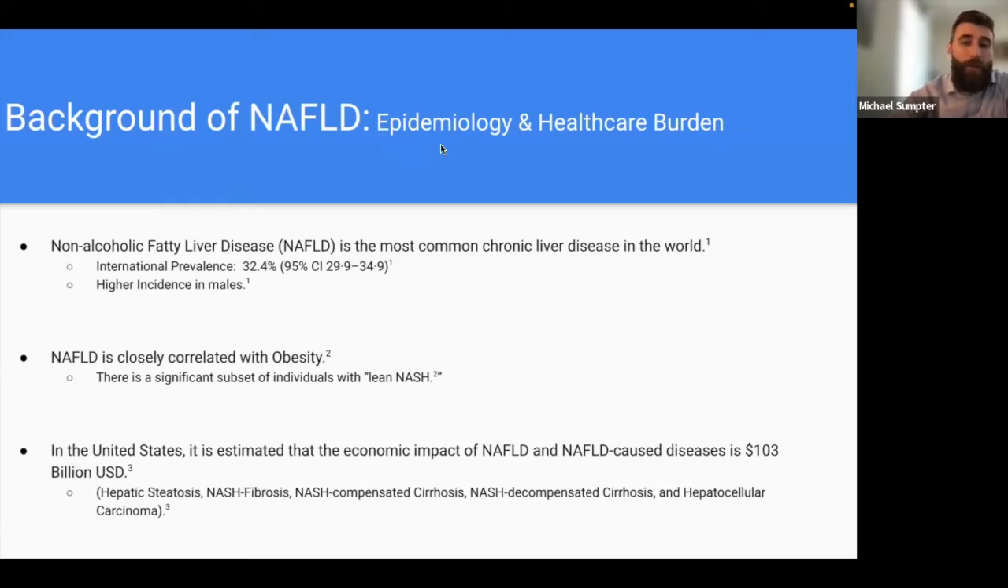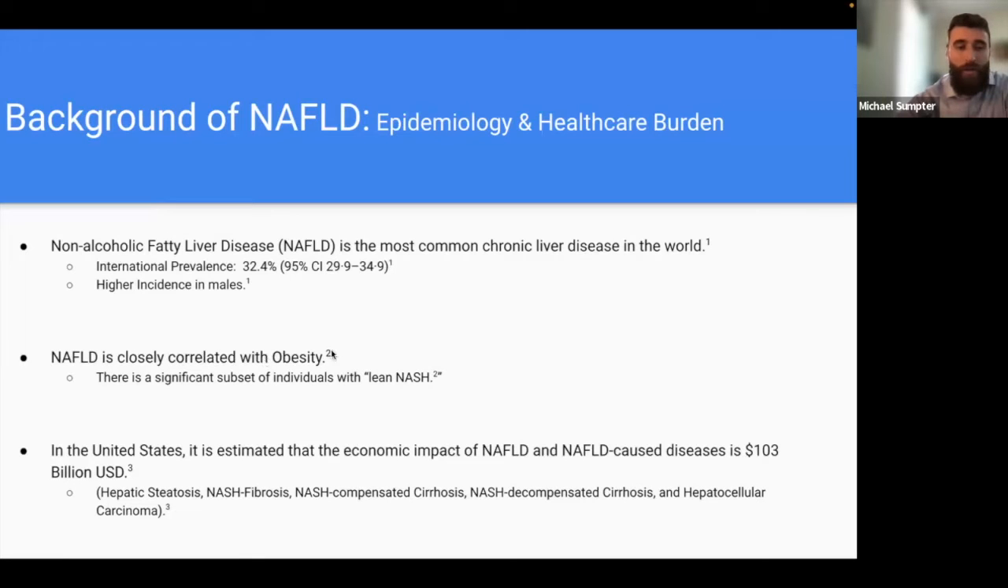So beginning with epidemiology and healthcare burden, non-alcoholic fatty liver disease is the most common chronic liver disease in the world. It has an international prevalence of about 32.4% and a higher incidence in males. Now, 32.4%, this is nearly a third of the world's population, and this is likely more prevalent than a lot of people recognize, so this is a very important disease.